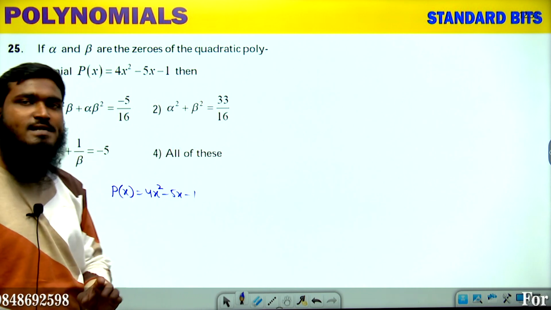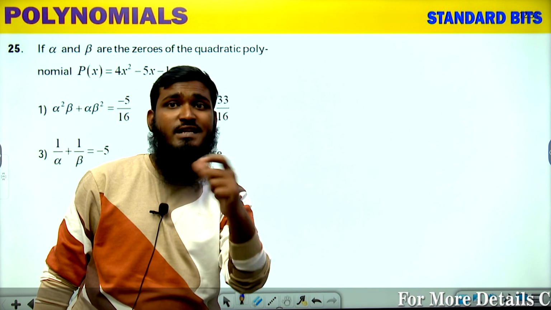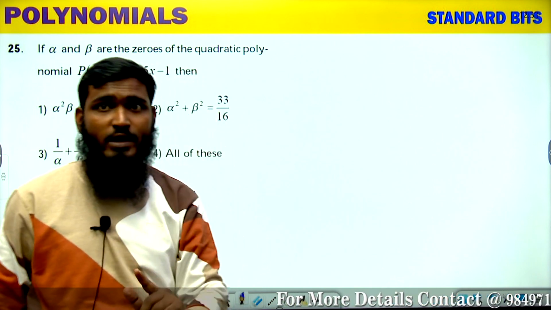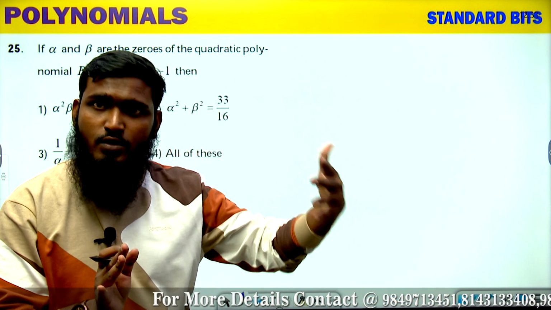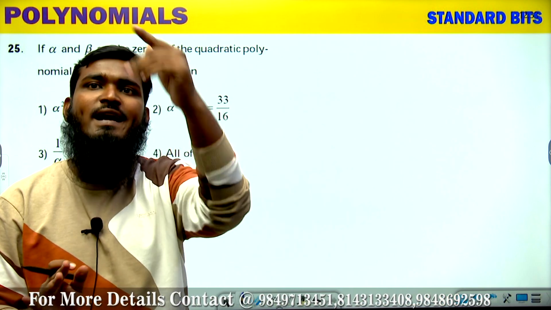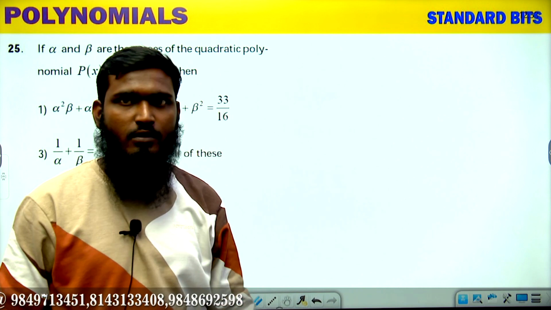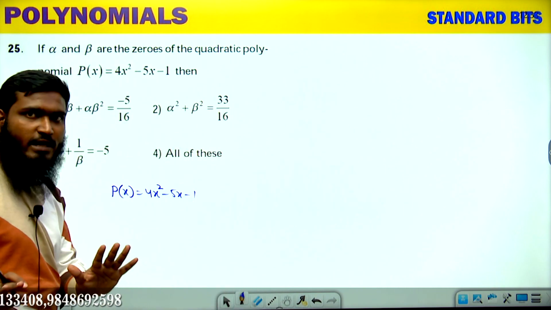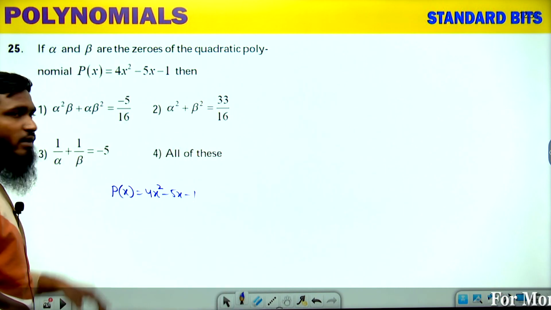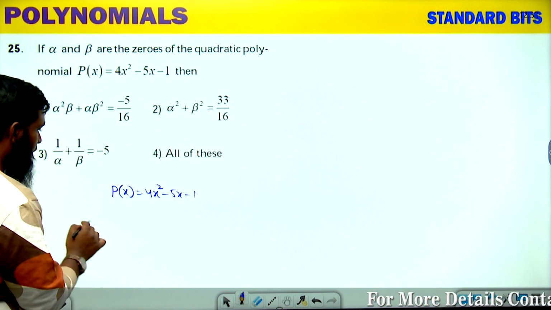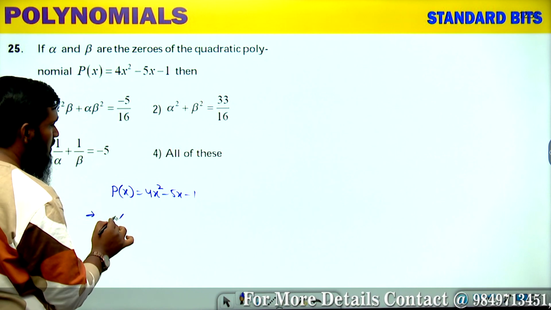For this we have two formulae, the sum of the zeros and the product of the zeros. Again I am telling you, if you have not seen the previous videos, first see them; you will get the basics of the formulae we have discussed there, then you can continue this video. One more time, we have two formulae for the quadratic polynomial. The first formula is the sum of the zeros.